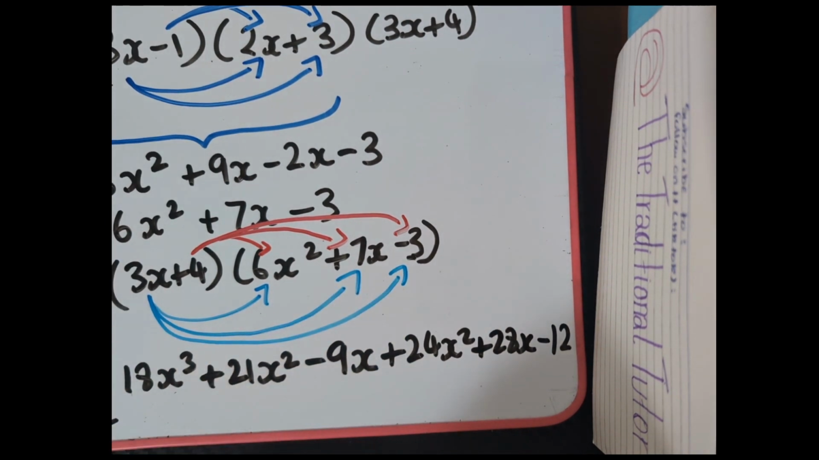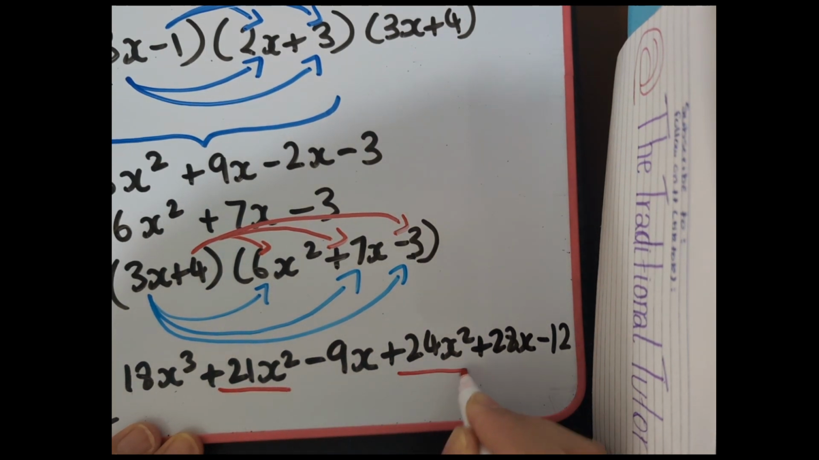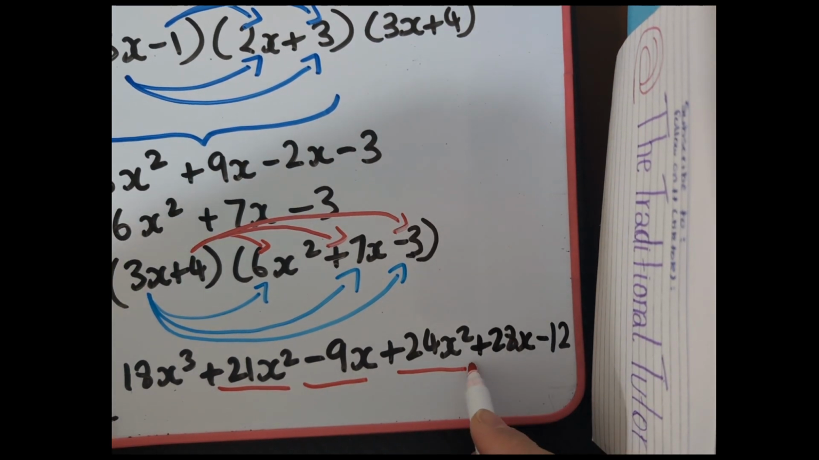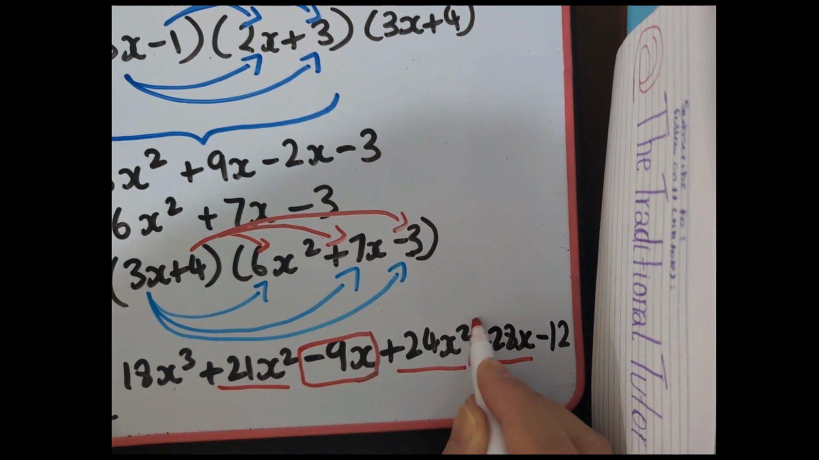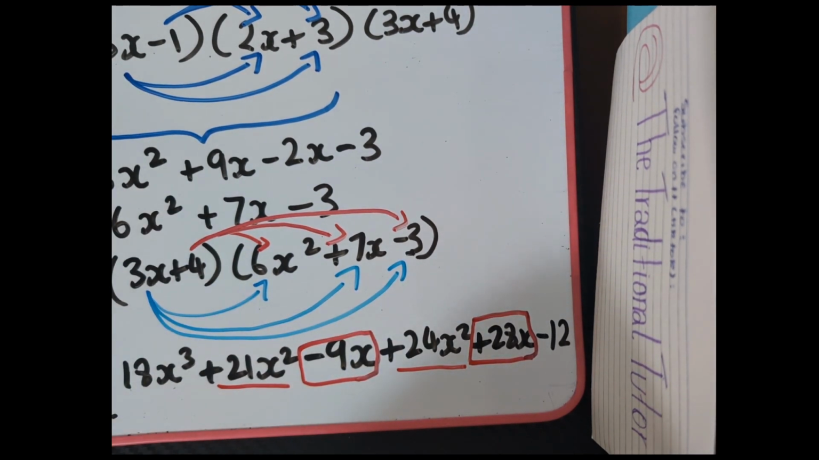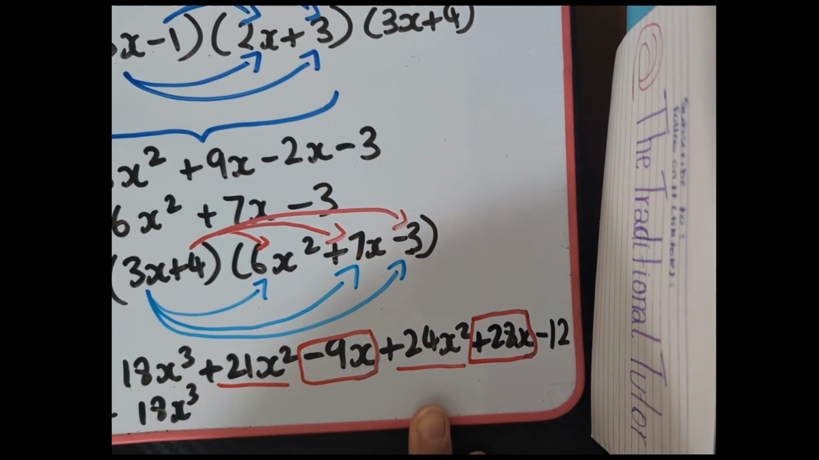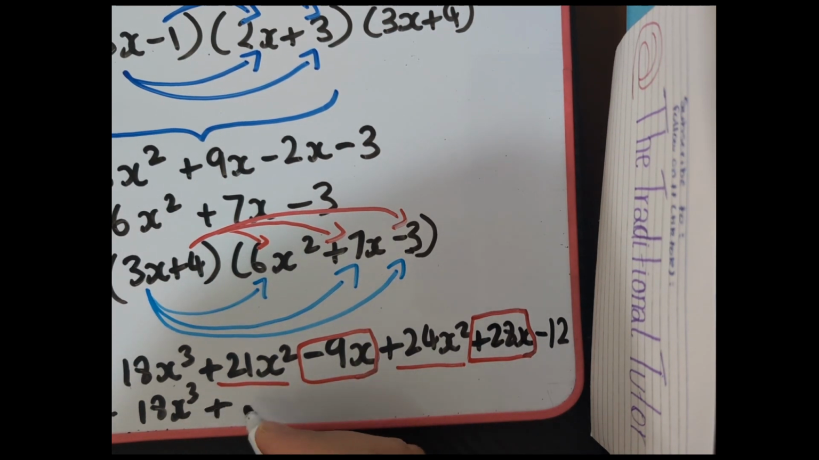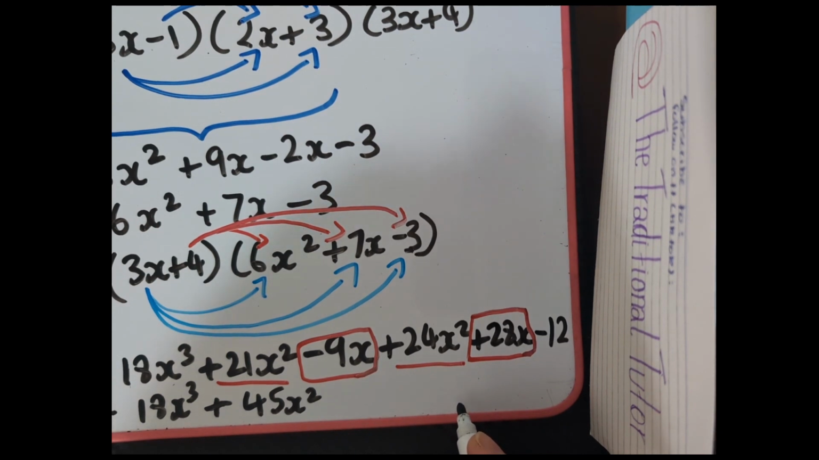So collecting my like terms, that means I have got 21x squared and plus 24x squared, negative 9x, and plus 28x, which are all like terms. I'm just going to draw a box around those to segregate my different sets of like terms. So I've got my 18x cubed as it is, plus 21x squared plus 24x squared gives me plus 45x squared, minus 9x plus 28x.